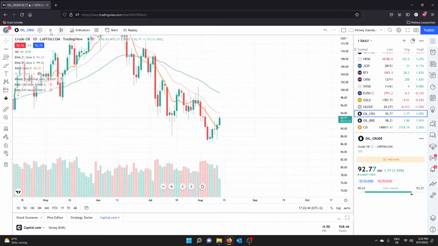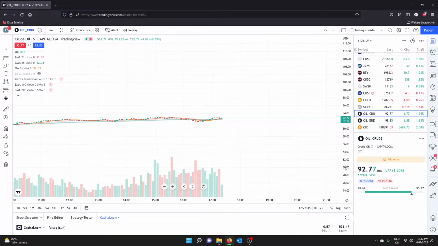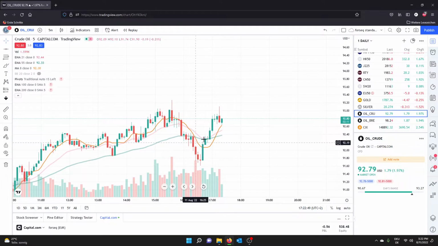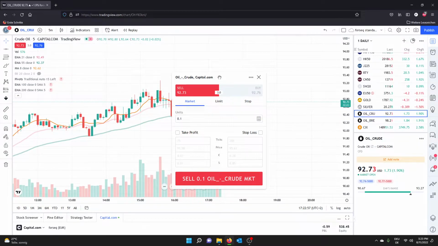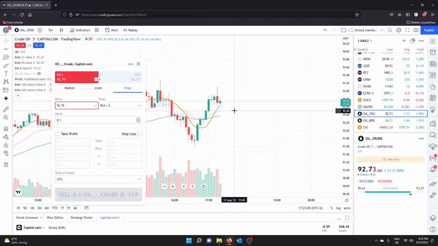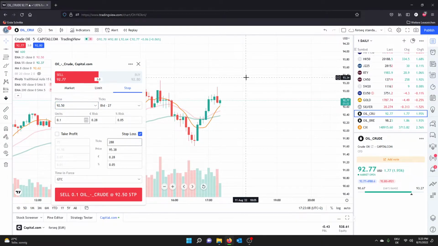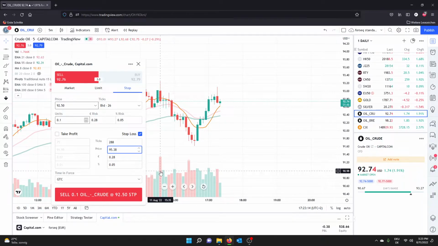Yeah, so maybe we could try a short trade, but I would want to make a stop trade here. I would say if the price goes to 92.5, set our stop loss here, 93.18, and we will trade 0.5 units.